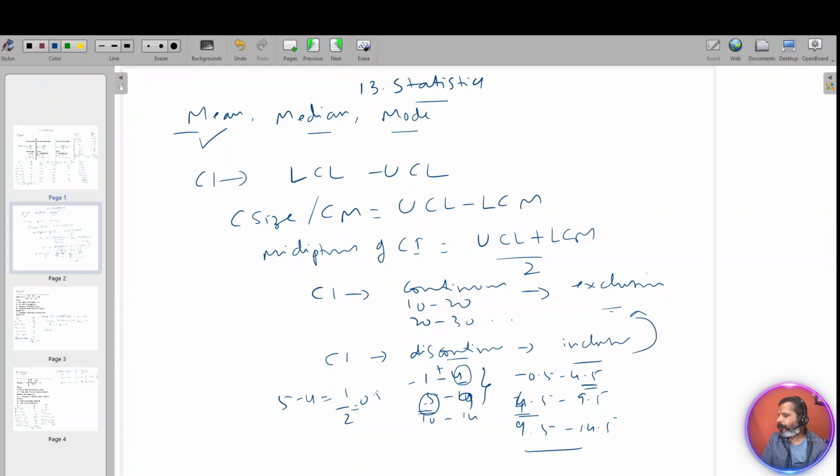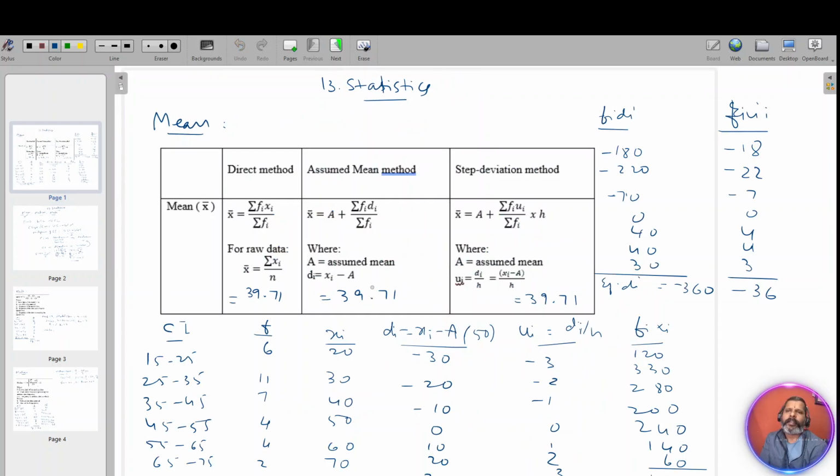Okay. Coming to the mean, there are three different methods for finding the mean: direct method, assumed mean method, step deviation method. What is direct method? I have given an example here, finding using all three methods. We'll see one by one. If CI is given and F is given, F is a frequency. Mean by direct method is this formula: sigma Fi xi by sigma Fi, means sum of the product of frequency and midpoint. Xi is nothing but a midpoint of a class, and their sum divided by sigma Fi, sum of the frequency, is the direct method.